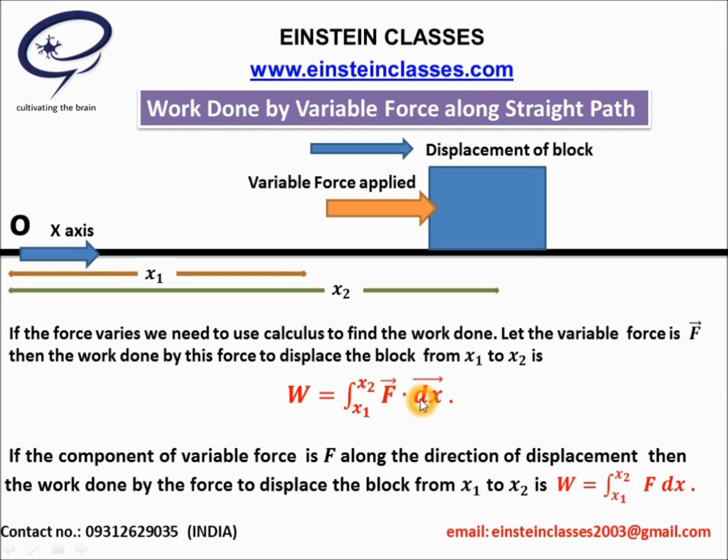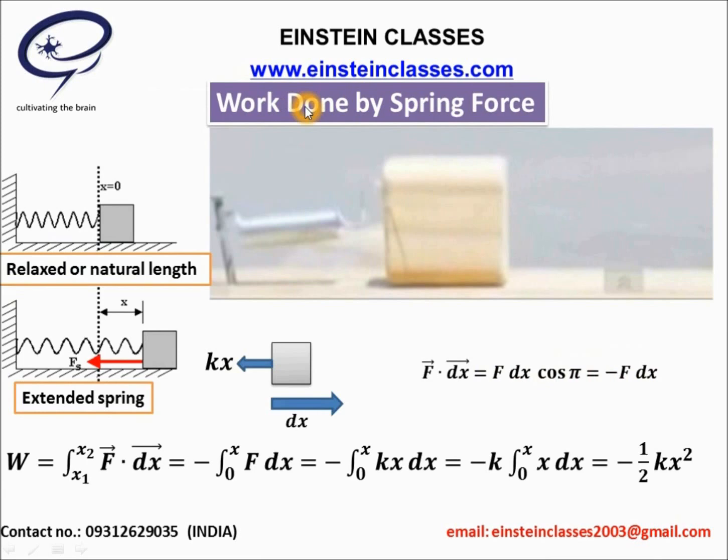This F dot dx will be written as F dx cos theta, where theta is the angle between the force and displacement, right? Now, if the force F is along the direction of the displacement, then theta will become 0, and hence F dot dx will be written as F dx, where F is the magnitude of the force and dx is the differential displacement of the body or the particle or the block along the x-axis.